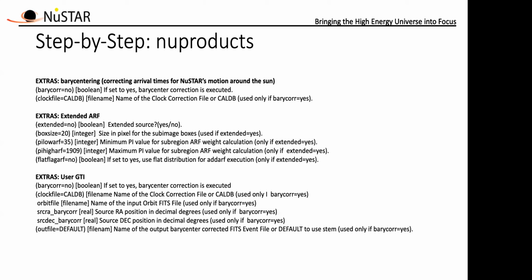So the use of GTIs is, if you have a light curve, and you can do this in XSELECT, you pick these good time intervals, that's what GTI is. And then you can save a file and feed it into nuproducts, which means it will only pick the times that you want.